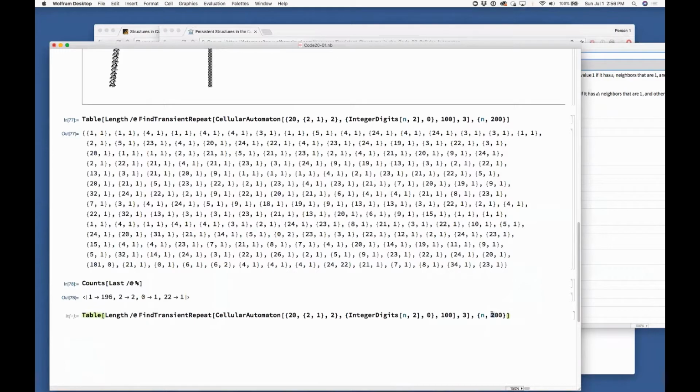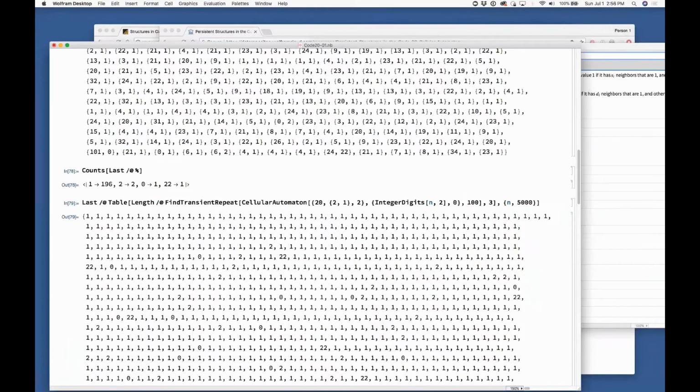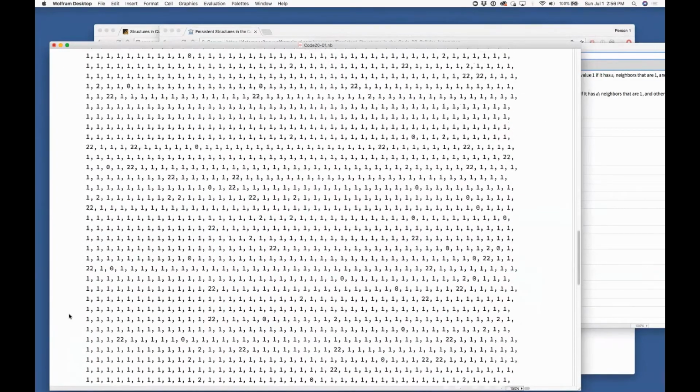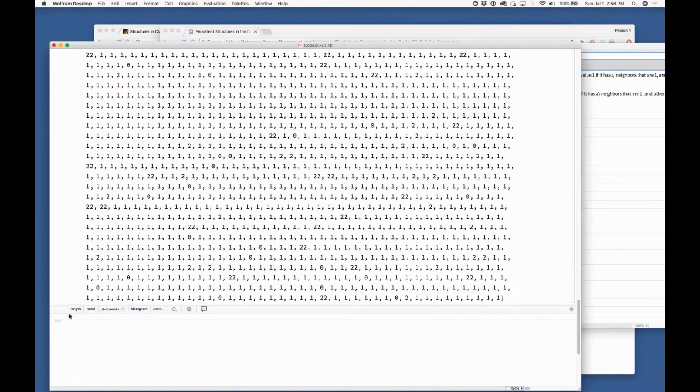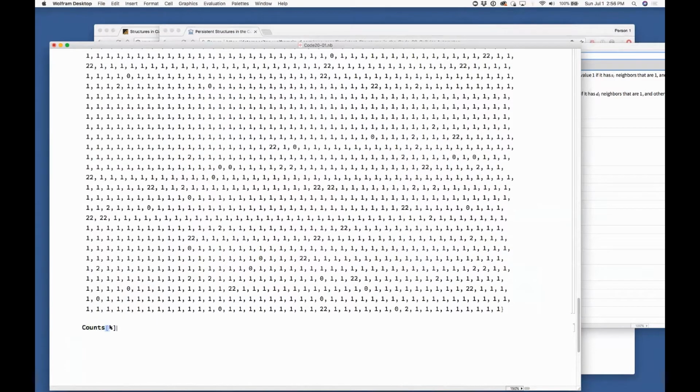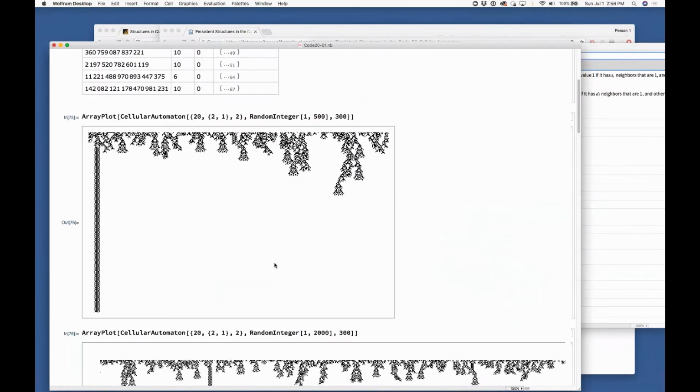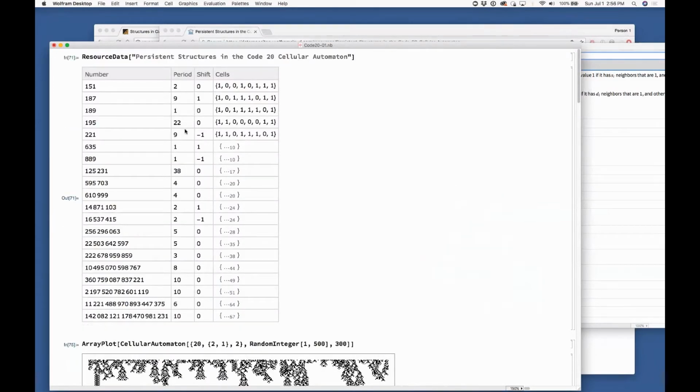Let's see, if we try going out here, let's say for 5,000 of these, and then let's go and say last of that. This will hopefully tell us what the period of the thing is. Okay, so mostly we've got a bunch that, okay, this is interesting. This here is giving us a map of what the final state is from all of these. So if we just do a counts on this, it will tell us that 100 times we get a period 2 object, 105 times we get a period 22 object. The period 22 object, I think we've got it here. It's the initial condition 195, produces a period 22 object.